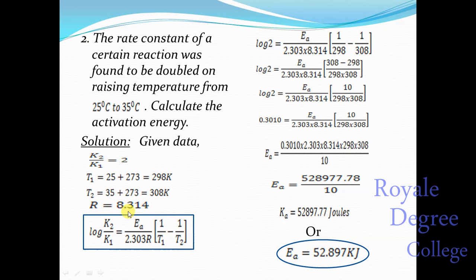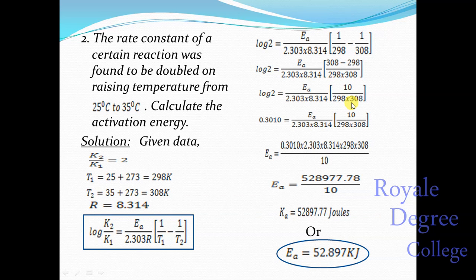R value is how much? That you should remember, 8.314. Now we are applying this formula: log K2 by K1 is equal to EA by 2.303 R into (1 by T1 minus 1 by T2). Now we are substituting the values. K2 by K1 value is 2, that one we are writing. It is equal to EA by 2.303 into R value we are substituting. Then 1 by T1, the value of T1 is 298, minus T2 value 308. Now again 308 into 1, then minus 298 into 1, divided by the denominator, which should be multiplied. So now we are subtracting the numerator value, and we will get the difference as 10 divided by the same.